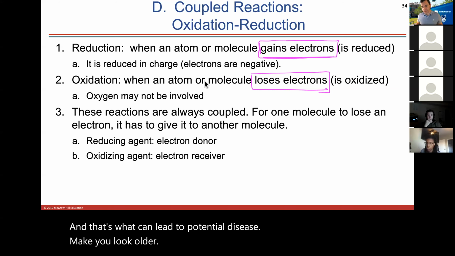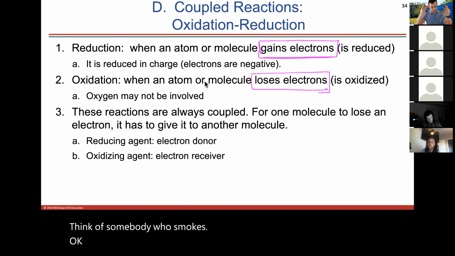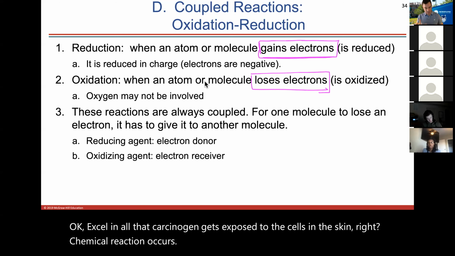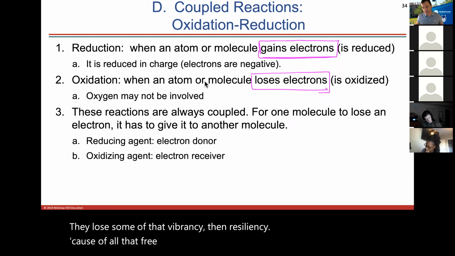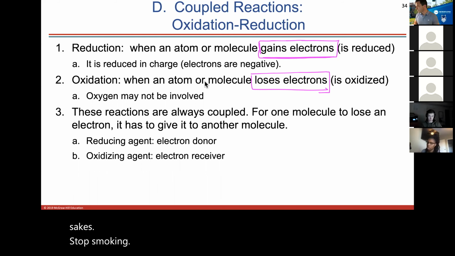Think of somebody who smokes. Okay? Exhaling all of that carcinogen gets exposed to the cells in the skin, right? Chemical reaction occurs. They lose some of that vibrancy, that resiliency, because of all the free radical accumulation. Plus, it's a carcinogen, for God's sakes. Stop smoking. Skin can rebound a little bit. Actually, the lungs can rebound a hell of a lot better than what that skin looks like on those individuals.